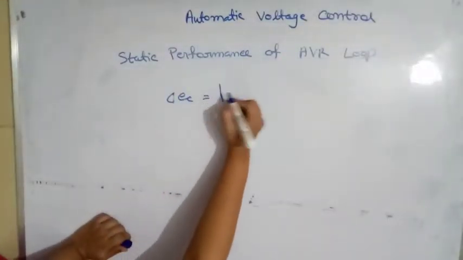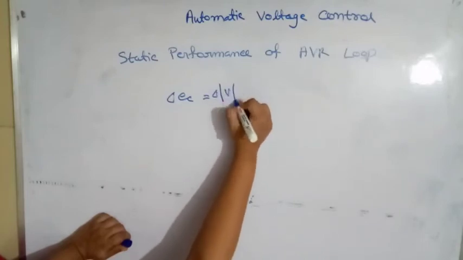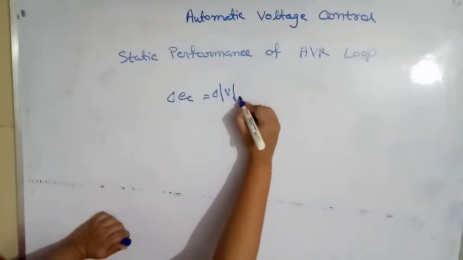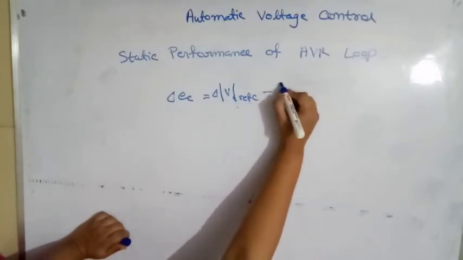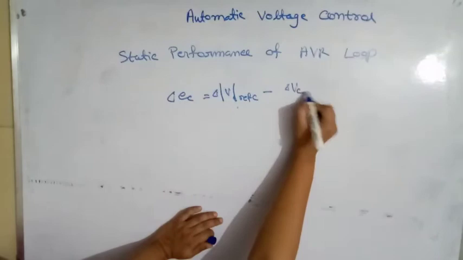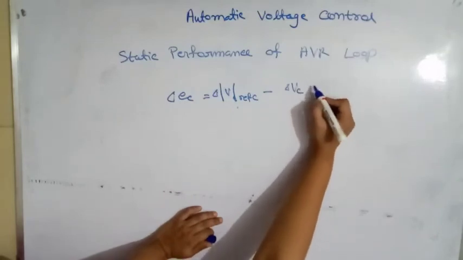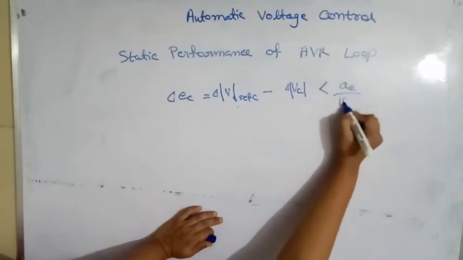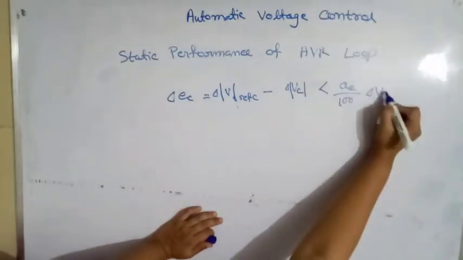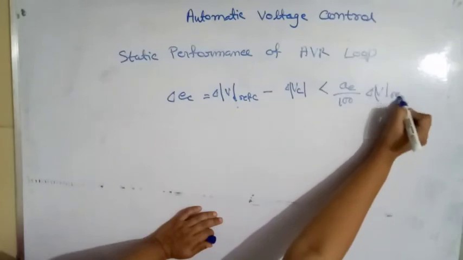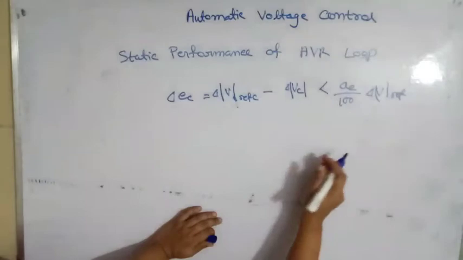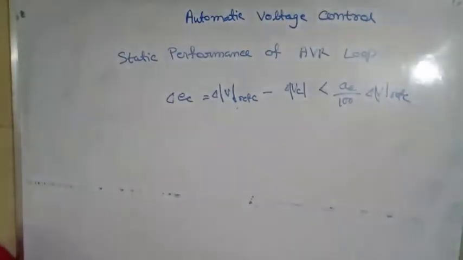Delta EC is equal to the difference between the reference voltage and terminal voltage, should be greater than AE by 100 V reference. Okay. Now the suffix C designates the constant reference input.